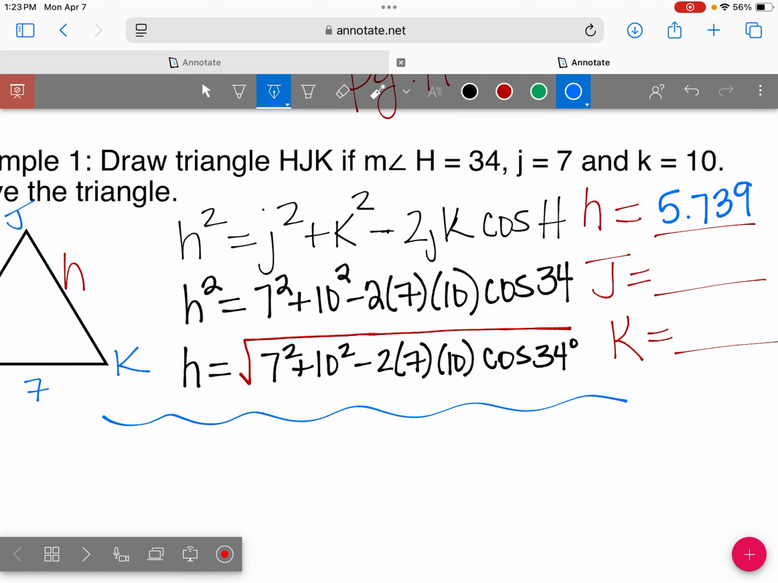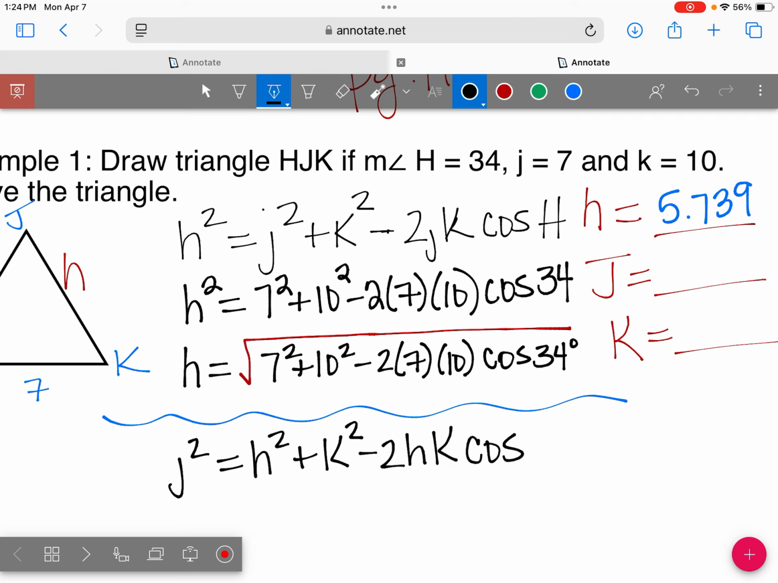Now, if I'm trying to find big J, everybody listen. If I'm trying to find big J, I need to start my equation with little j. Okay, so I'm going to write it out. It's going to start with j squared. Now it's the other two sides, which would be what? H and K, minus 2HK cosine of big J.